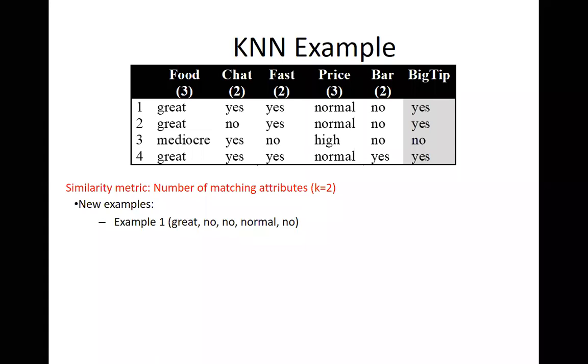All of you have to try, okay? K nearest neighbor means you have to find the two closest matches among those four, and in those two matches, what is the label? That label you have to consider for the final classification. Big tip, yes or no?